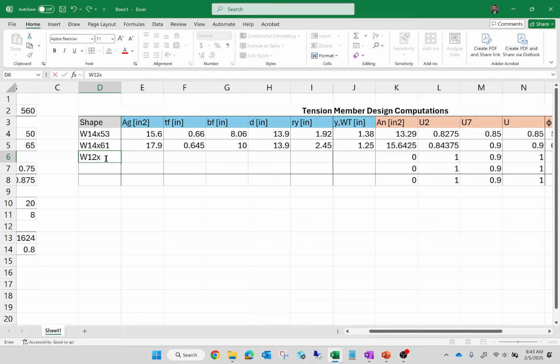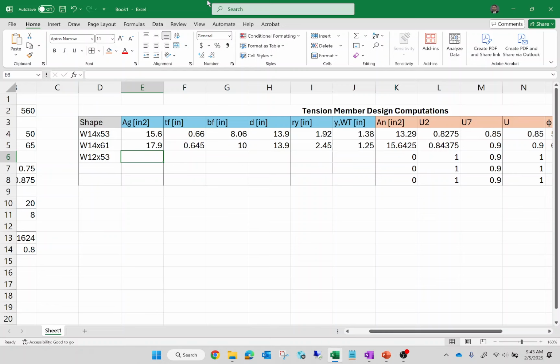W12 by 53. Now, hold on. Let's take a step back. Should I check this? No. Why are you saying no? Because you have a W14 at 53 and it doesn't work.